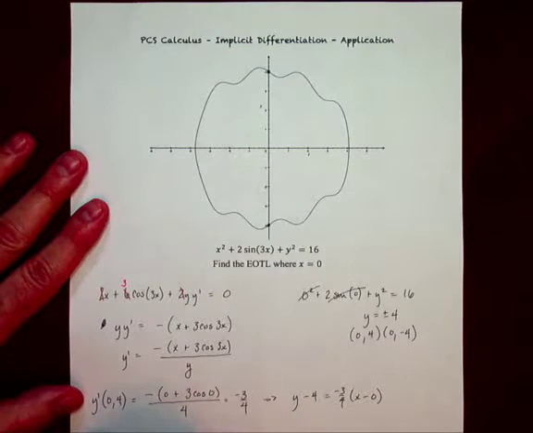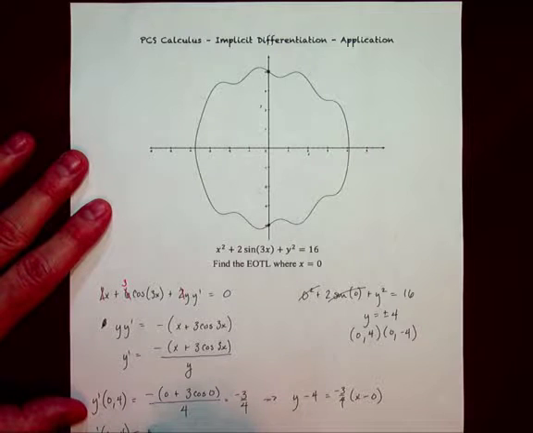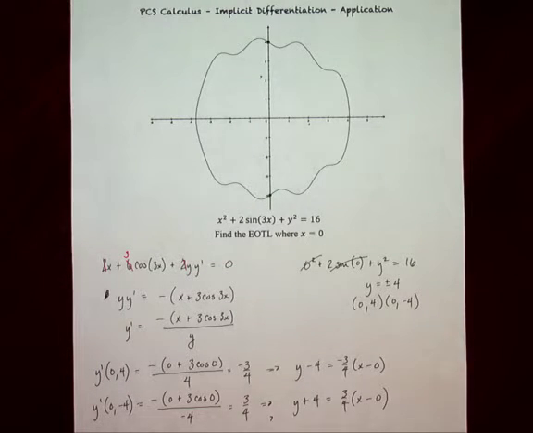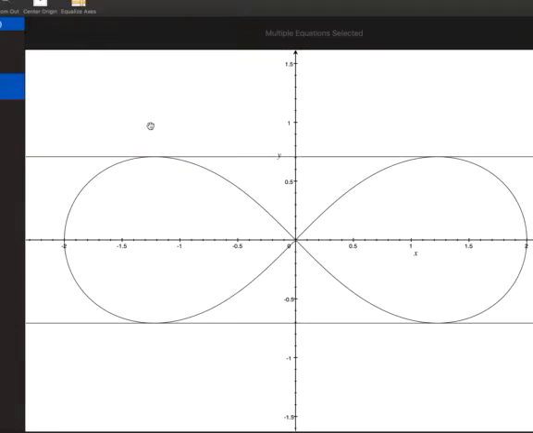Let's go ahead and do the y prime for (0, negative 4), and we're left with, of course, the same numerator, just a negative denominator, which gives us positive 3/4. And so I have y plus 4 is equal to positive 3/4 times x minus 0. Now, I tell you what, we haven't looked at a graph in a little while. Let's go ahead and do that.